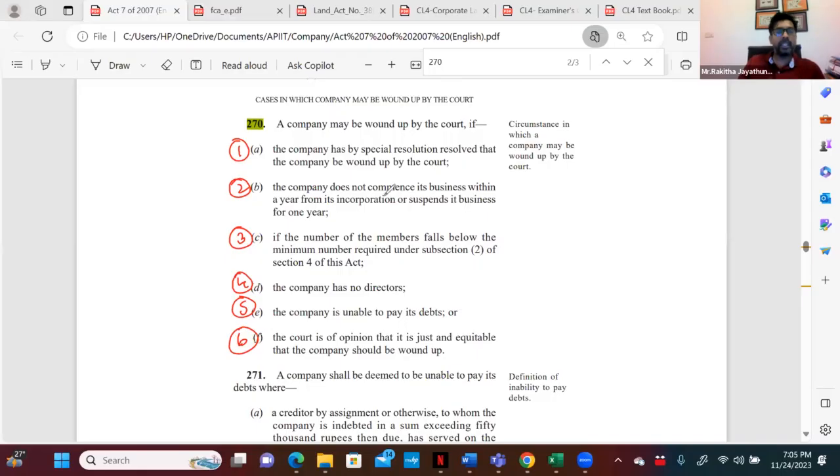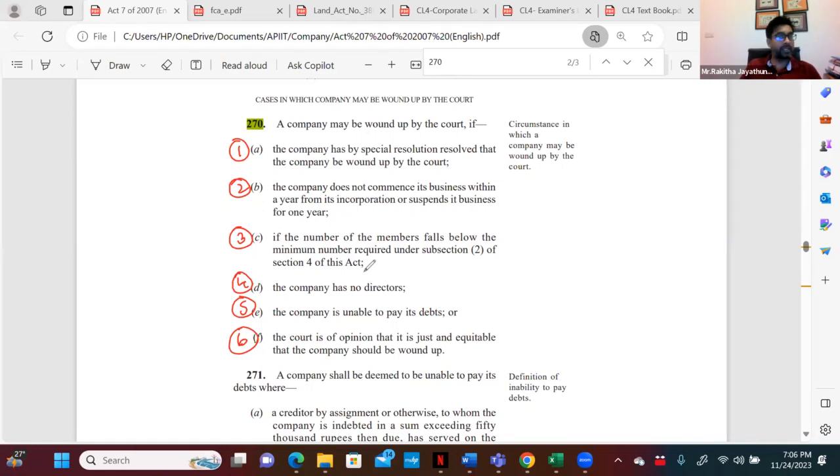Second one, the company doesn't commence its business. You have incorporated the company, but for 1 year you haven't started or commenced your business activity. Or else, already incorporated, but for 1 year you have not been doing any business. If it suspends its business for 1 year, then you can obtain a court order to wind up the company. If the number of members falls below the minimum number required under subsection 2 of section 4 of this Act. Section 4, subsection 2 explains the minimum number of shareholders in a company. If it is a private limited company, it's only 1.